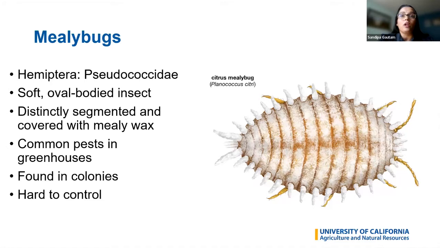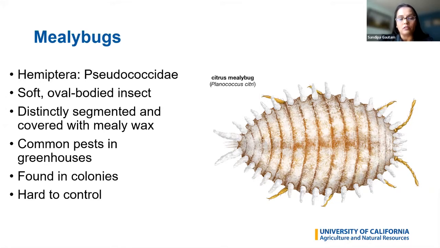First of all, what are mealybugs? Mealybugs are sap-sucking insects that belong to family Pseudococcidae, meaning that they don't have armored scales like California red scale. Their body is soft, and their characteristic feature is that they have distinctly segmented bodies, as you can see in the pictures. And also, many of these species have filaments extending from the margins of their body, which are also covered in mealywax.